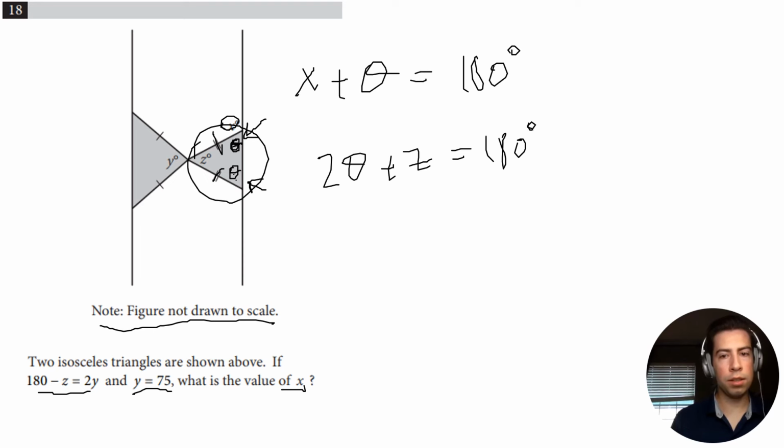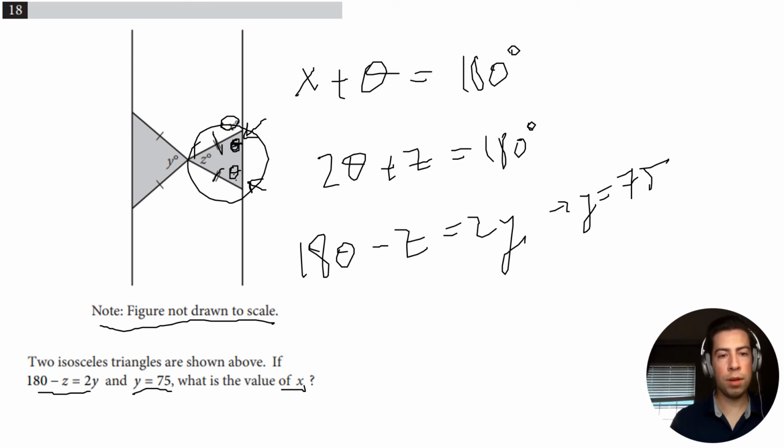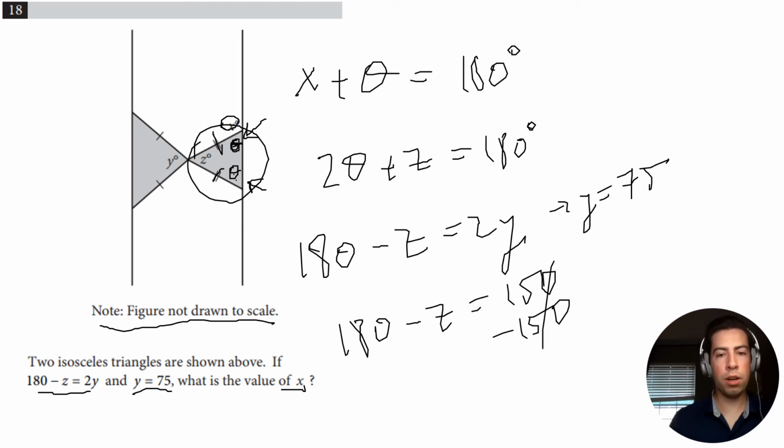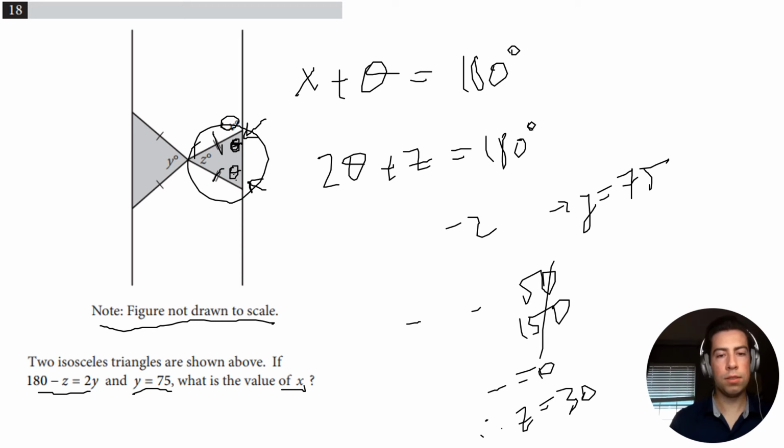So for z, we know that 180 minus z equals 2y, and we're given that, and then we know that y equals 75. So I'm just going to say, well, 180 minus z equals 2 times 75, which is just 150. I'll then subtract 150 from both sides, and I will get 30 minus z equals 0, so therefore z equals 30.